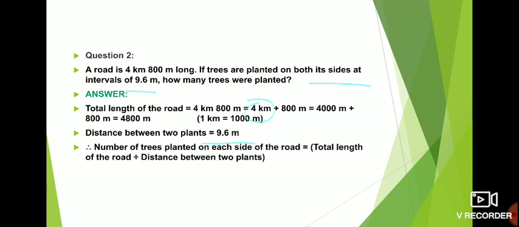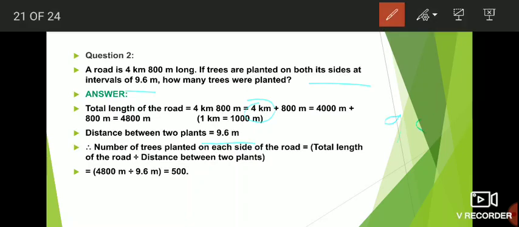Number of trees planted on each side of the road is the total length of the road divided by the distance between the plants, that is 4800 divided by 9.6 meter. Okay, then ignore the point and do the division, and afterwards we have to take that point number. Okay, so what is the number of trees coming, students? 500 it will come, but it is only for one side, no?